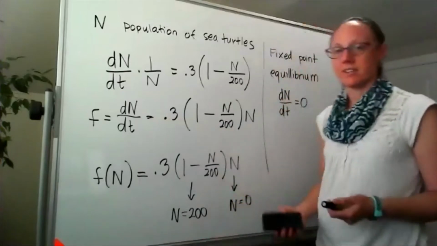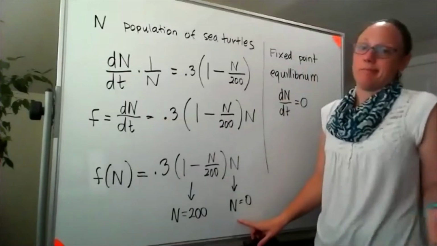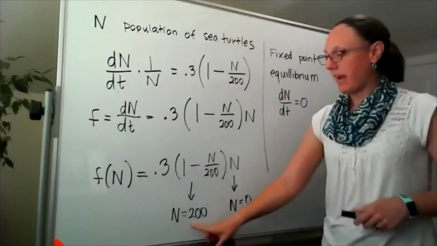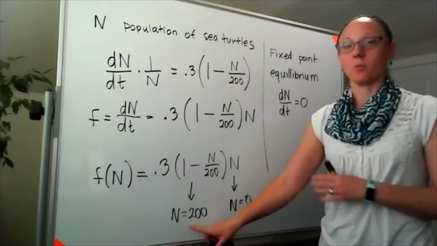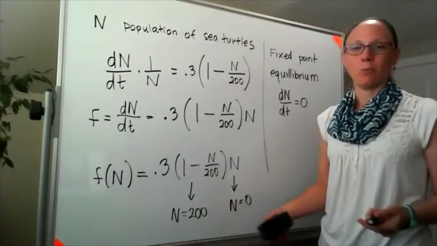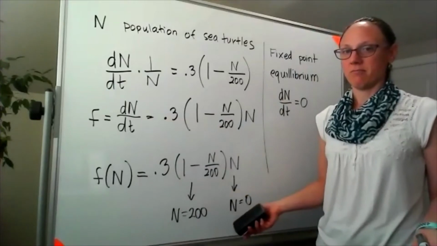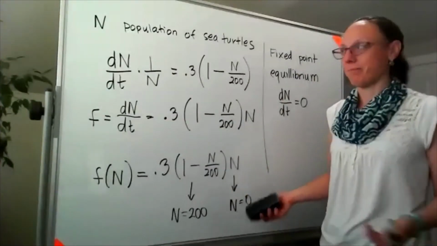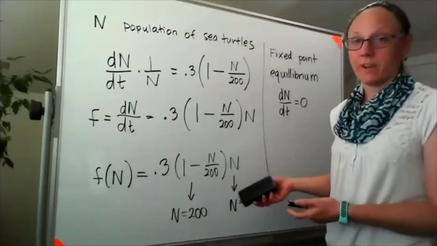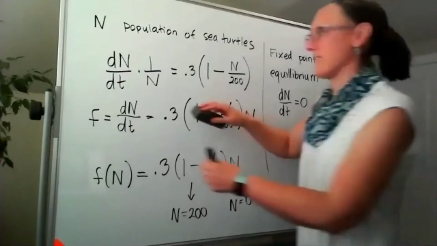So the question is, we know that if we start with no turtles, we get no baby turtles. And if we start with 200 turtles, there will always be 200 turtles according to this model. But what if we start with other populations of turtles, other numbers in our population? There are a couple of different ways to think about it, and I'm going to choose to approach this graphically to start with.